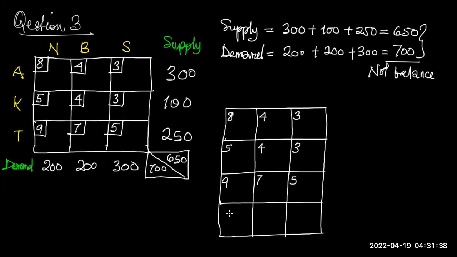Now, this is the dummy row we've created. So what will be the costs? 0, 0, 0. What we have here, these elements we have here are the costs. The ones at the top left corner, they are the costs. So we've added a dummy row with the cost being equal to 0.